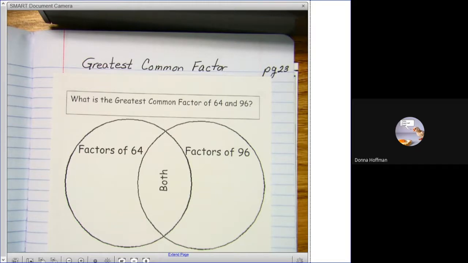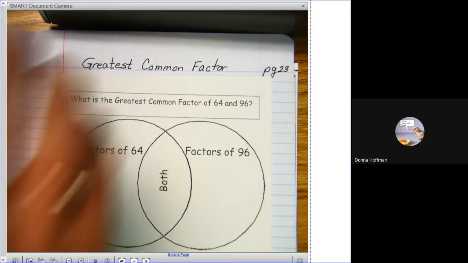There's a three-step process to find the greatest common factor. We have to list all of the factors, and then we identify which ones they share. If they share a number, that means it's a common factor. So we identify the common factors. Then from that group of common factors, we identify the greatest common factor.